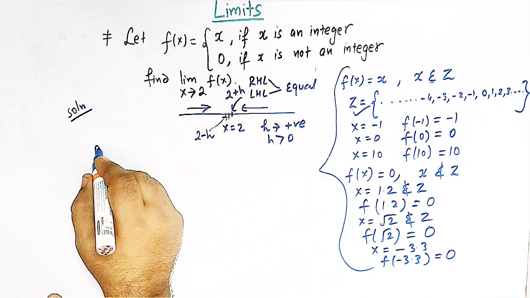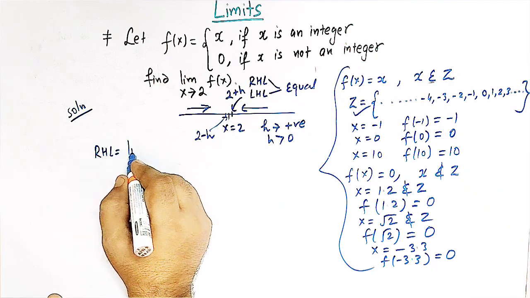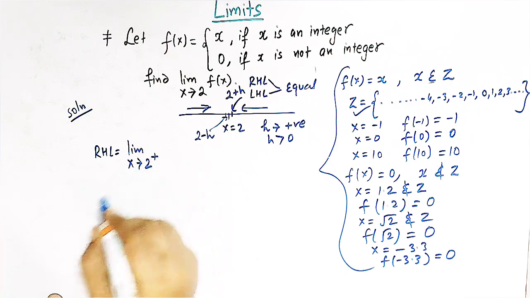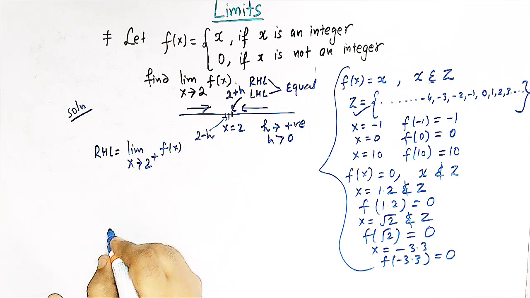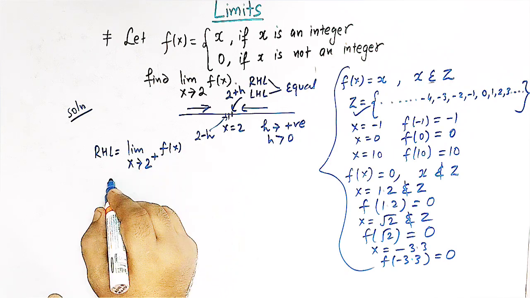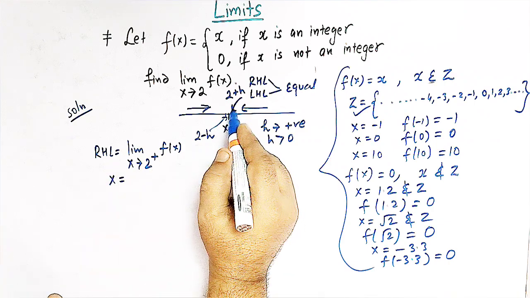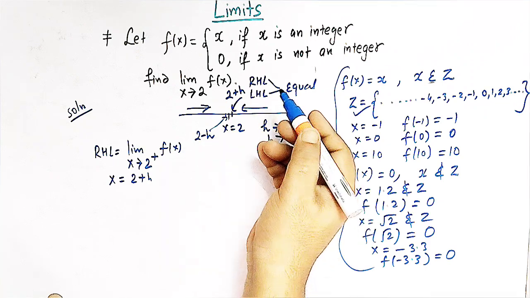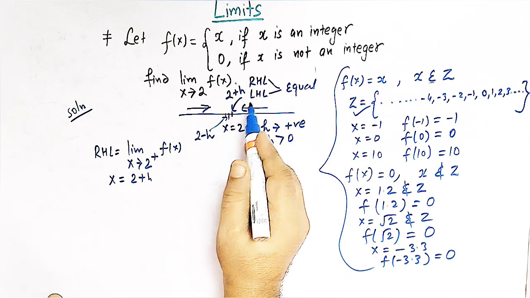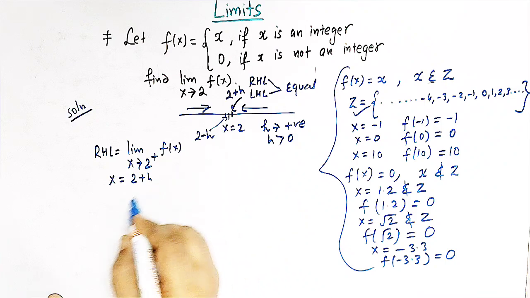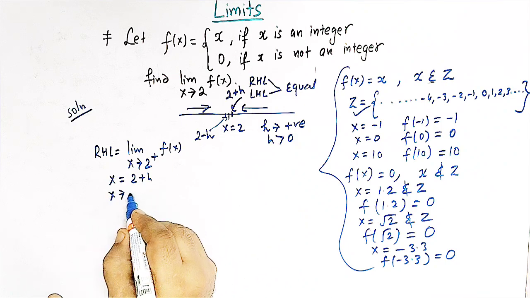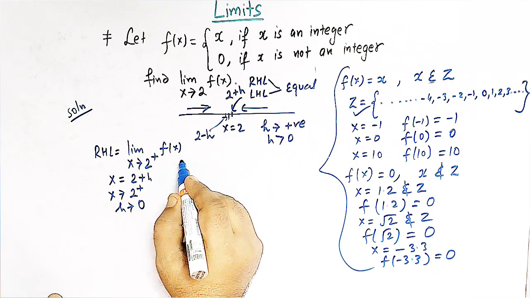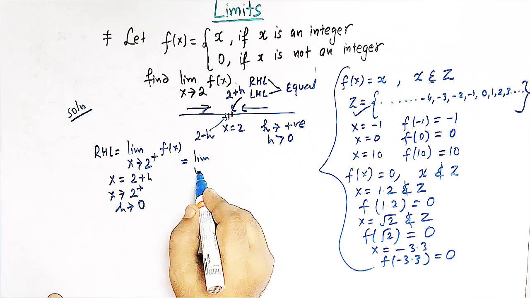So now the right hand limit is given by limit. The notation is limit x tends to 2, and here we write a positive sign, and here we have f of x, right? Now we take x is equal to 2 plus h. So 2 plus h is greater than 2. It means we are towards the right of x is equal to 2. So when x approaches 2, then h tends to 0.